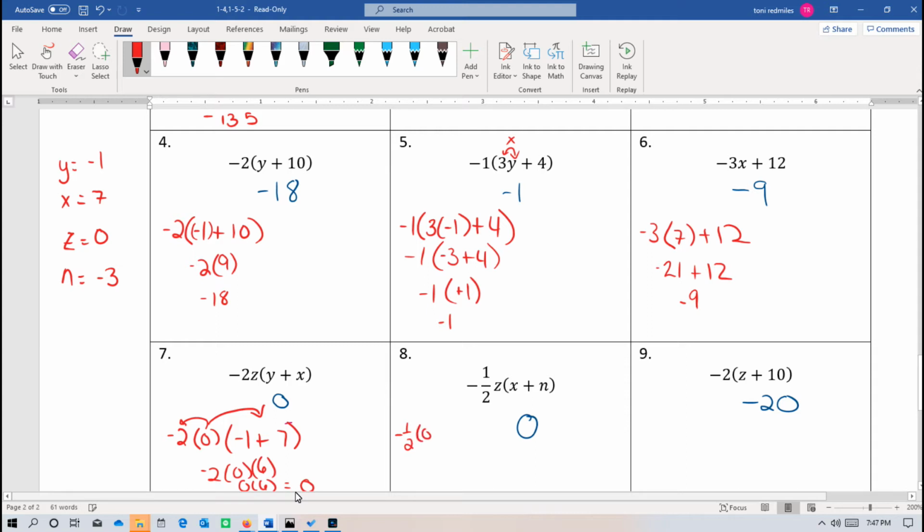All right, we have the same thing going on in this one. I can go straight to the answer of 0, or I can just work it out. So 7 plus a -3 is 4. -1/2 times 0 is 0. 0 times 4 is also 0.